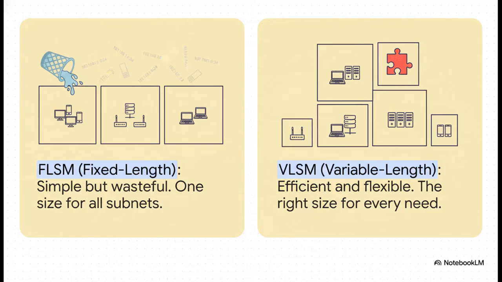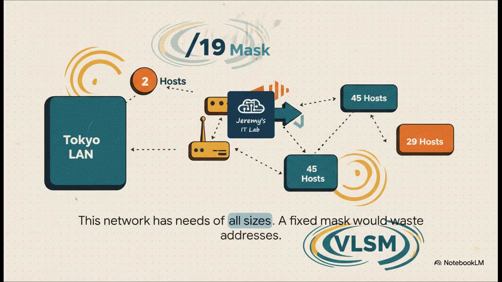You know, what we've been doing so far has a name. It's called Fixed-Length Subnet Masking, or FLSM. And you can see it's easy because every subnet is identical. But its big weakness is that it's just so wasteful. But on the other side, we have Variable-Length Subnet Masking, or VLSM, and this is the hero of our story today. It's flexible, it's efficient, and it gives each network the exact size it needs. Just take a look at this network diagram. It's a perfect example. We've got devices with totally different needs.